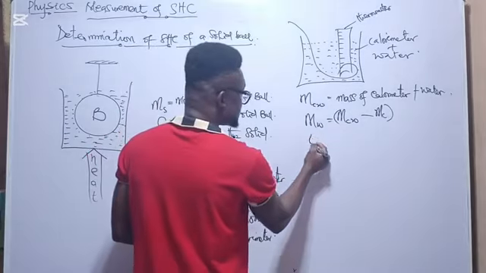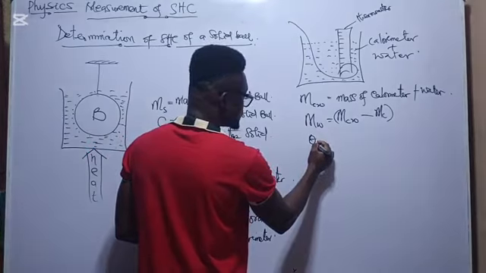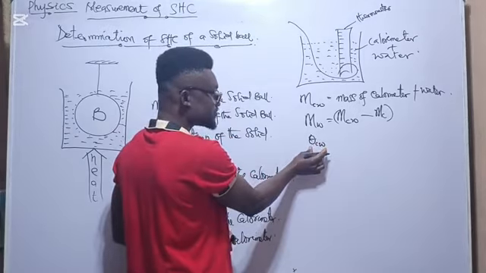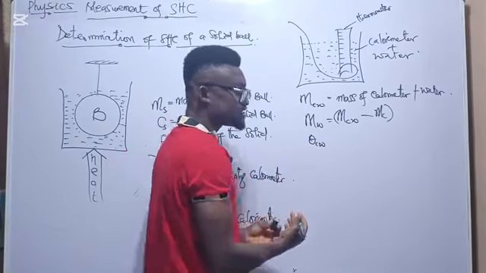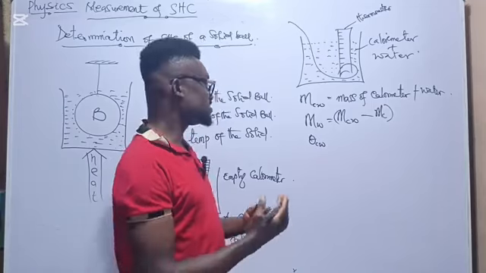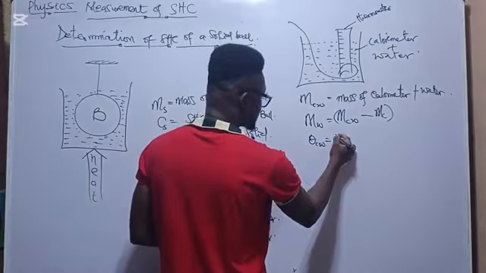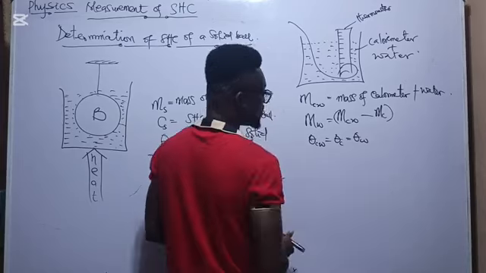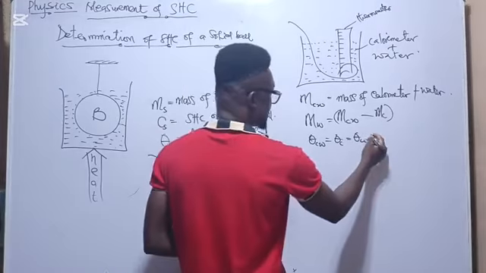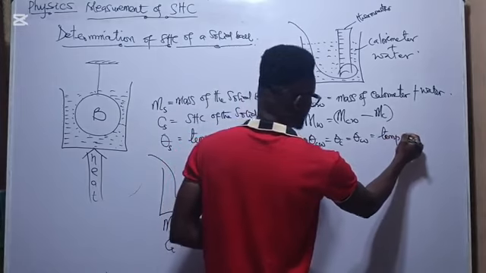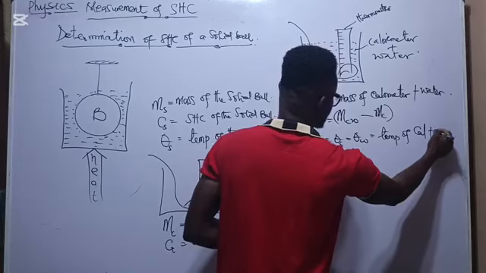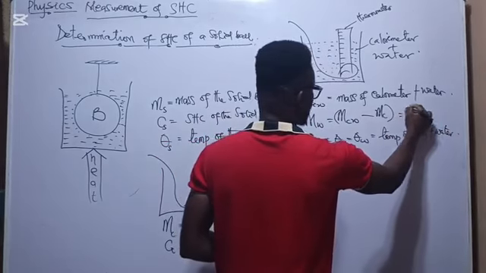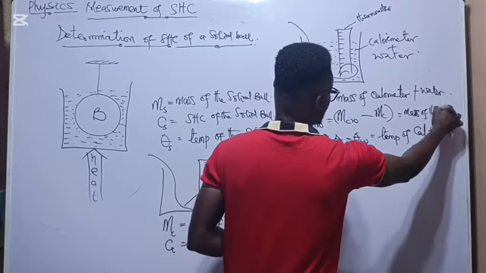So we will now say this is the temperature of the calorimeter and the water. Now, this temperature of calorimeter and the water is the same as the temperature of the calorimeter. It is also the same as the temperature of the water. So I can say the temperature of the calorimeter is also equal to the temperature of the water. Okay? So that's the temperature of calorimeter plus water. While this is the mass of the water.